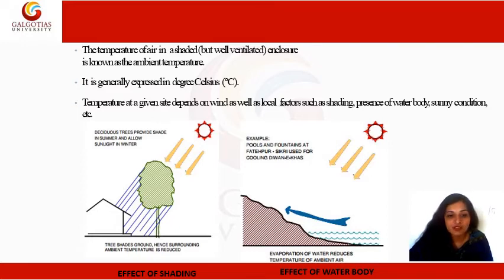Next example is pools and fountains at Fatehpur Sikri used for cooling Diwan-e-Khas. If you put a water body along the wind direction, it definitely cools the hot air and supplies cool air after passing over it. It also regulates the ambient temperature of a particular area. So you can see how the architecture is molded or modified by the weather or climatic condition of a region.